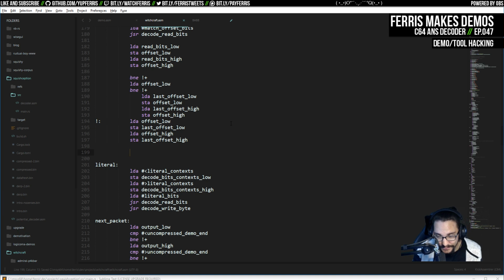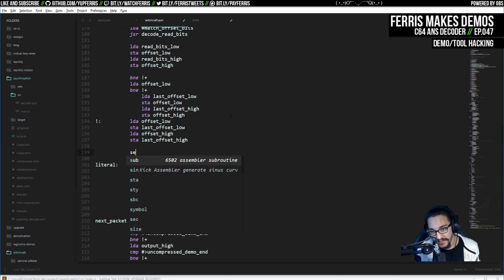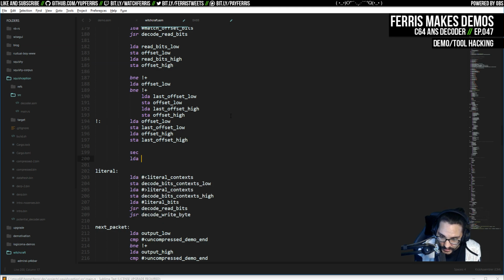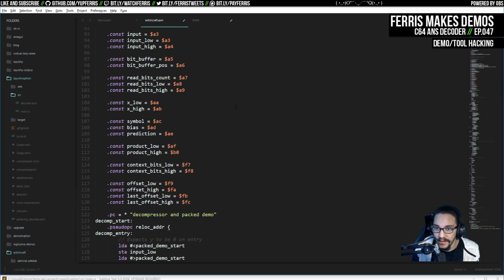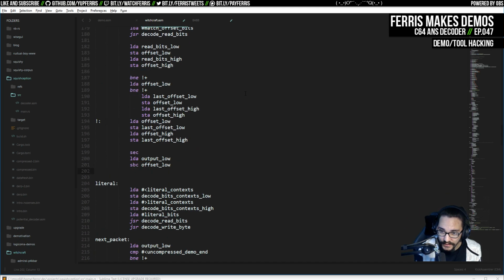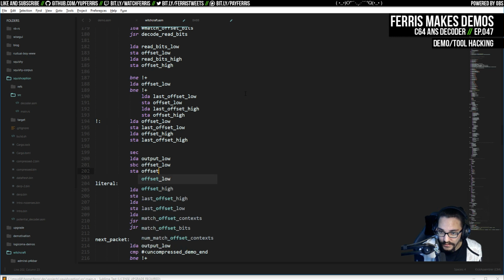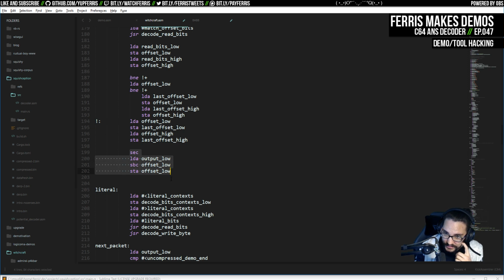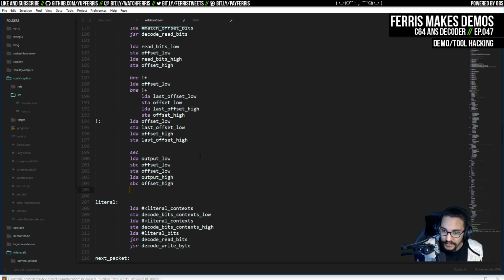So then we need to actually calculate the match position. You know, we can actually just do that with this offset variable because we don't use that for anything other than this. So then for that, we're going to set the carry, because we're going to do a subtraction here. So we're going to load the output position, which I think is just called output low and output high. Yep. Output low and subtract offset low, and I'm going to store that back into offset low, and then with our carry set up correctly from this, we do the same thing. Load output high, subtract offset high, and store in offset high. So now offset points to where our match begins.